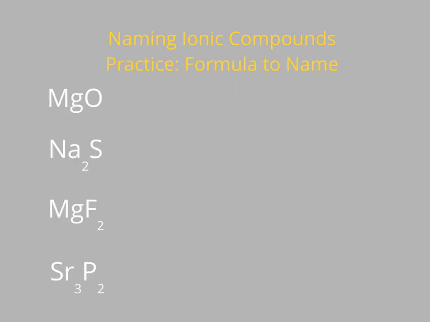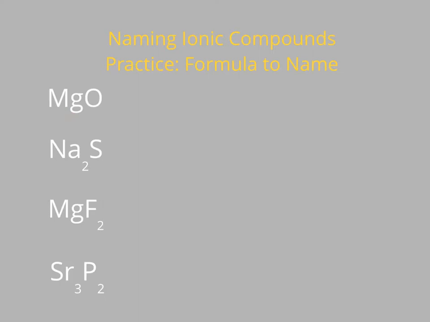Now let's look at some examples and practice going from formula to name, or symbol to name, for our ionic compounds. The first thing we need to do is determine what kind of compound we have. For MgO, our first element is Mg, or magnesium, which is on the left-hand side of the periodic table, so it's a metal. Oxygen is to the right of the ladder on the periodic table, so it's a nonmetal.